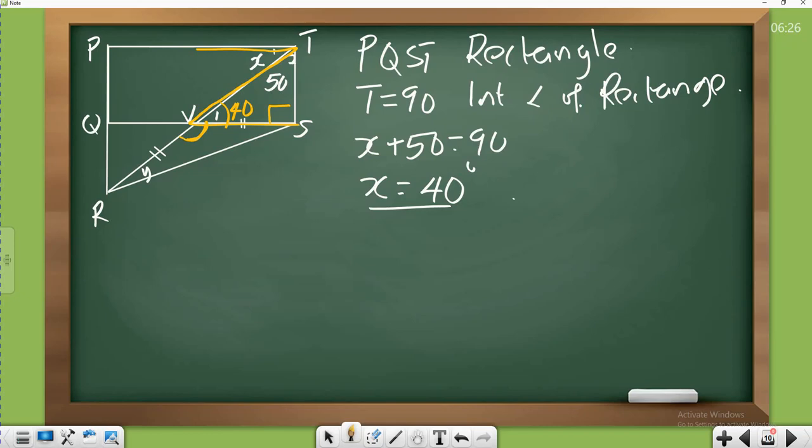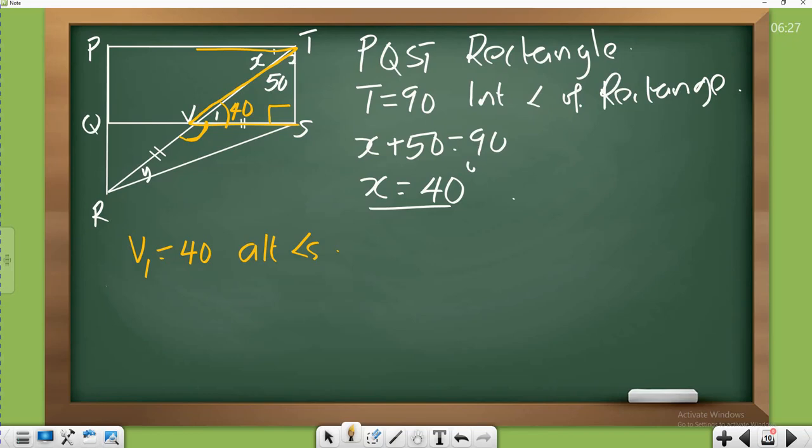Yes, adjacent supplementary angles. But let's write everything first. V1 equals 40. You can use alternate angles. There are so many ways. It's not just one way. That's the thing about this geometry. You can find different ways of getting your answer, but at the end of the day, we should get the same answer.